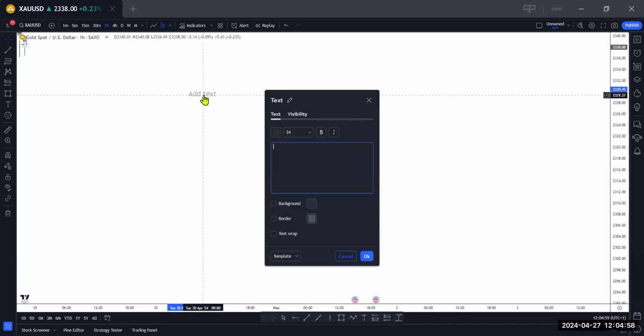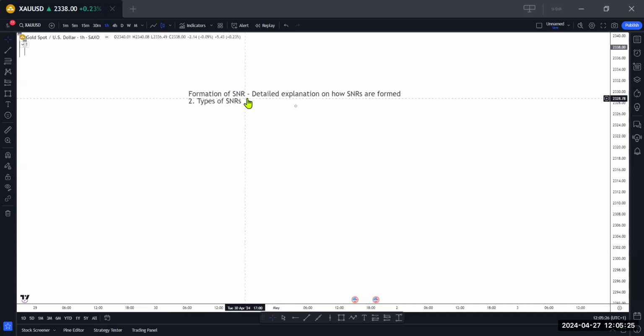So in these 4 weeks, we'll be looking at quite a number of things. I dropped the course curriculum on the general page. For today, we'll be looking at just two things: the formation of SNR, how SNR levels are formed, and the types of SNR.